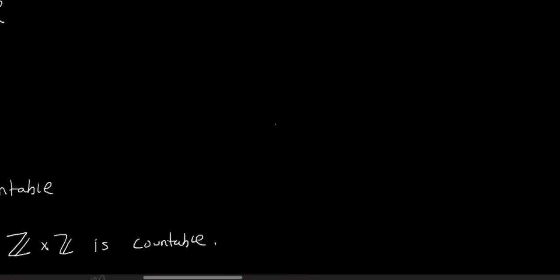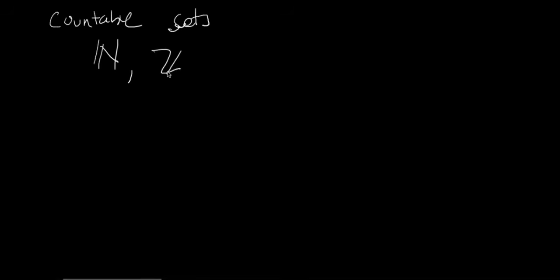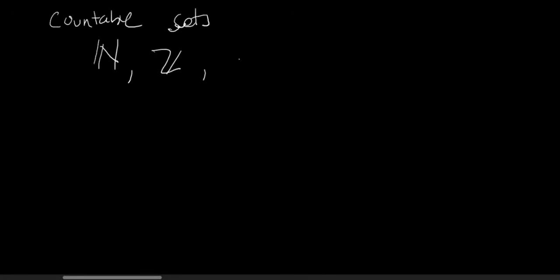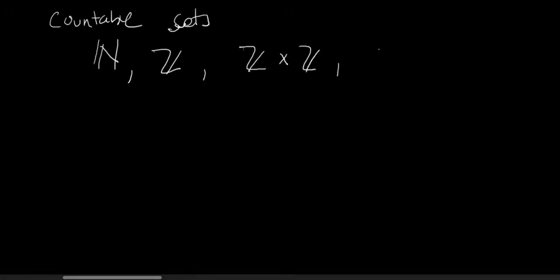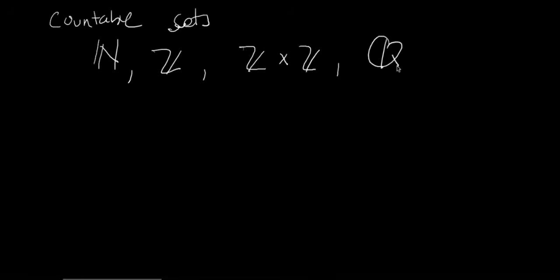So our family of countable sets is growing. The most important countable set is, of course, the positive whole numbers. So this is our family of countable stuff. We've got N, we've got Z, the set of all whole numbers. Then we've got the integer lattice, the set of all points in the plane whose coordinates are whole numbers. And now we've got Q, the set of rational numbers.